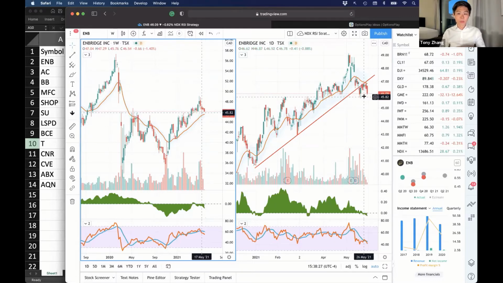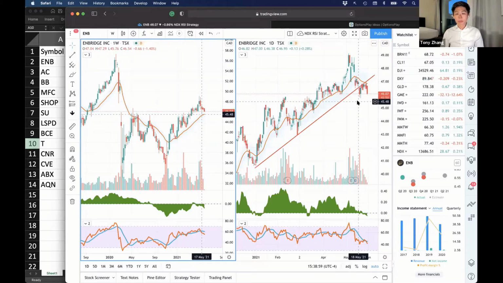Technically speaking, you have a long-term chart that actually looks fairly constructive, but the daily chart is starting to look a little weaker, so you have slightly conflicting signals between the daily and weekly charts. If you look at the business itself, Enbridge pays a pretty hefty 7% dividend yield. It does have strong operating cash flows that cover the capital expenditure as well as the dividend. This is a stock that is fairly loved by analysts: 7 out of 8 analysts have a strong buy rating on Enbridge.